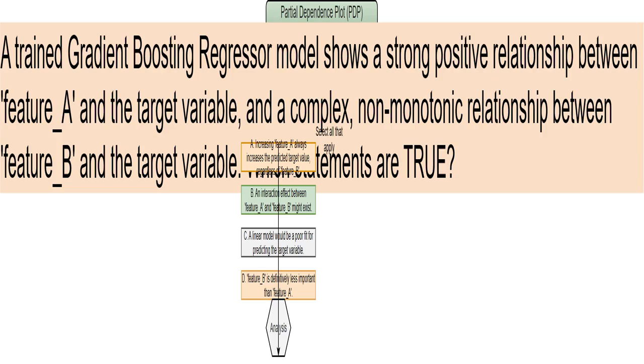The plot reveals a clear positive relationship between feature A and the target variable. As feature A increases, so does the predicted target value. However, the relationship between feature B and the target variable is more complicated. It's non-monotonic, meaning it doesn't consistently increase or decrease. This immediately suggests that the relationship is not linear.